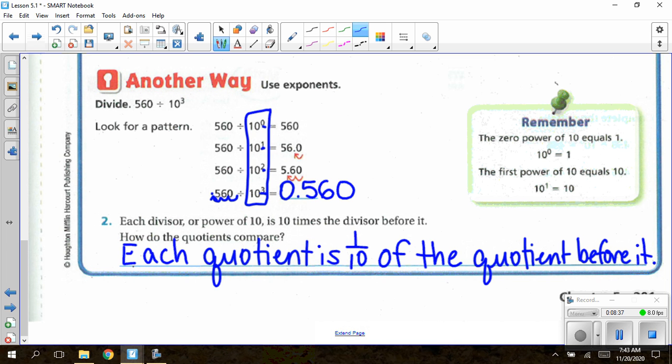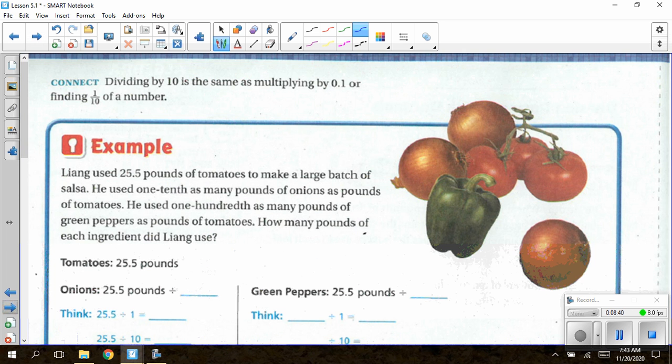All right, so now moving on to the next page, it says under the connects, dividing by 10 is the same as multiplying by 1/10 or finding 1/10 of a number. So my next example says Lang used 25 5/10 pounds of tomatoes to make a large batch of salsa. He used 1/10, I'm going to underline that, 1/10 as many pounds of onions as pounds of tomatoes. He used 1/100 as many pounds of green peppers as pounds of tomatoes. How many pounds of each ingredient did Lang use?